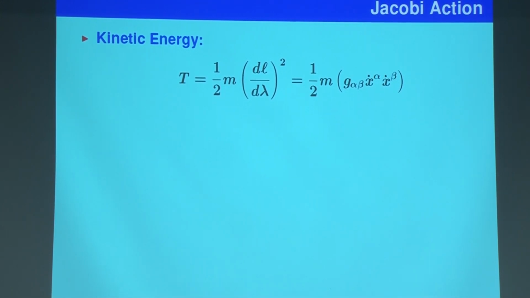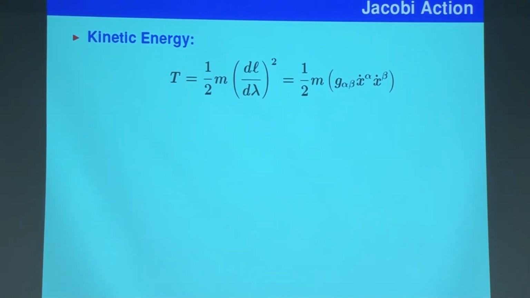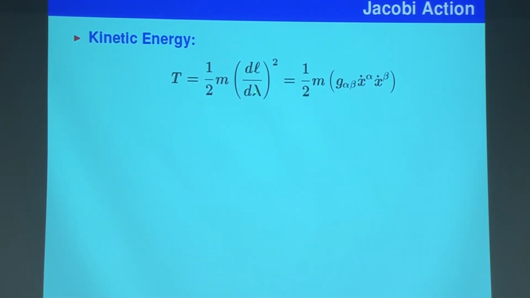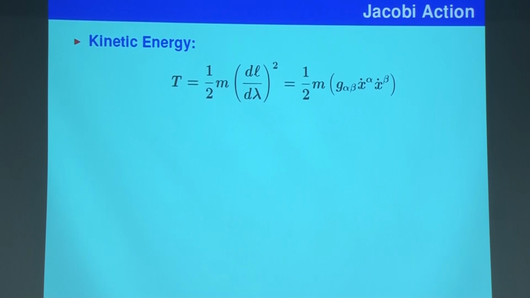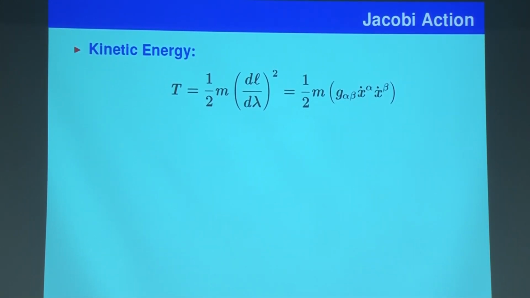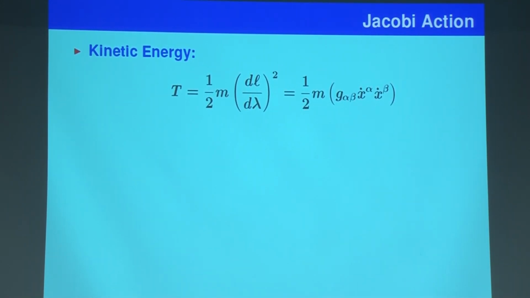So, in order to introduce the Jacobi action, let us start with the kinetic energy, which is essentially (dl/dlambda) the whole squared. Lambda is like time and l is the length, and the length I am going to write as g_alpha beta x^alpha dot x^beta dot. Dots denote derivative with respect to lambda, and x^alpha of lambda is a path, let us say, in spacetime or whatever. I am going to now do this entirely in space.